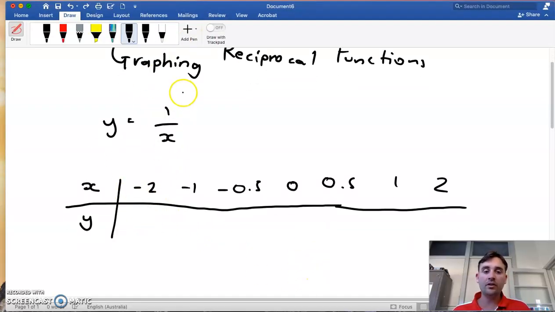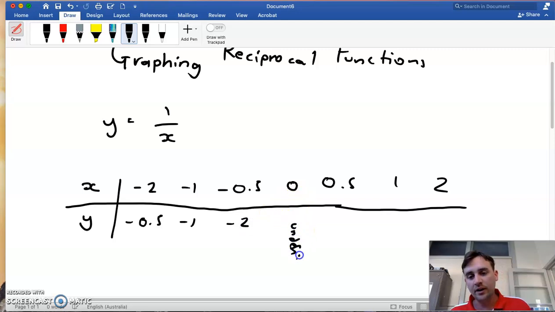So let's say x is minus 2, what would y be? If we substitute that in, we find that is minus 0.5. If we have 1 over minus 1, that is the same as minus 1. 1 over minus 0.5 is minus 2. Okay, at 0 we find that there's an undefined, and we'll explain why in a minute. So that is undefined. If we put in 1 over 0.5, that is actually 2. 1 over 1 is 1, and 1 over 2 is otherwise known as a half.